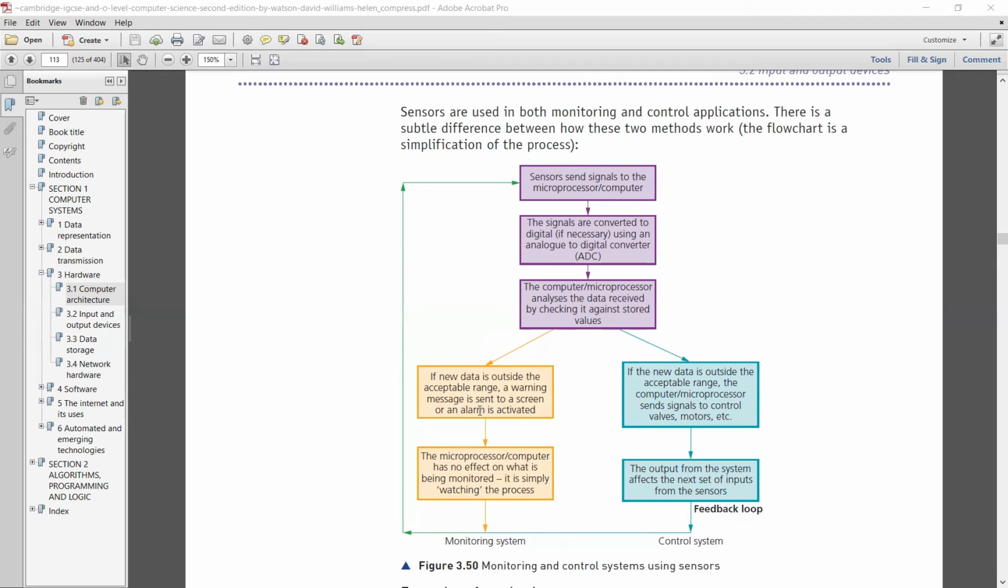Outside the range, a message is sent if you are at a distant place, or an alarm is activated the way it is done for the patients in a hospital. And then it will just observe the process, no corrective action is taken in monitoring. While in controlling, it is the use of actuators to control the motors or to control the movement of the valves or anything like that.